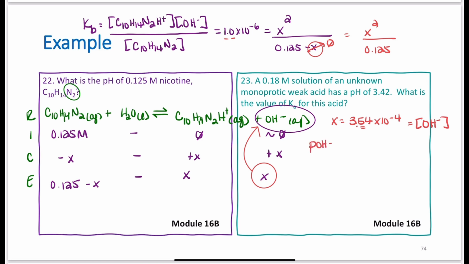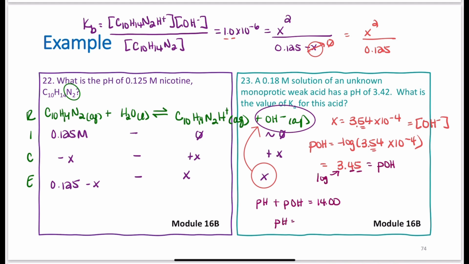I'm going to find my pOH, negative log of 3.54 times 10 to the minus 4, gives me a value of 3.45. Again, I need two sig figs here. These are my sig figs. This is due to the log, so the number in front is due to the log. The actual decimal places are my sig figs. But that is my pOH. I need pH. pH plus pOH equals 14. My pH is 10.55.